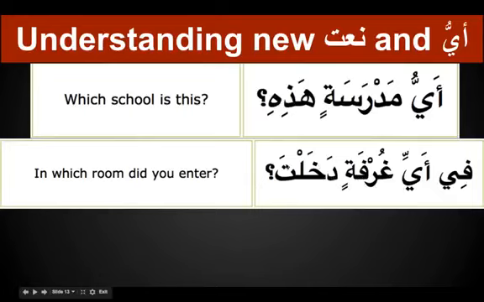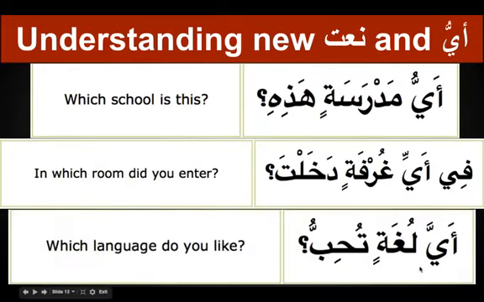So we still need to know what is dakhalta, you entered. So in which room did you enter? Dakhalta. So dakhal is the fa'il, ta is a fa'il. So asking the person in front of you, dakhalta. Ayya lughatin tuhibbu. Which language do you love? So tuhibbu ayya, you love which language?